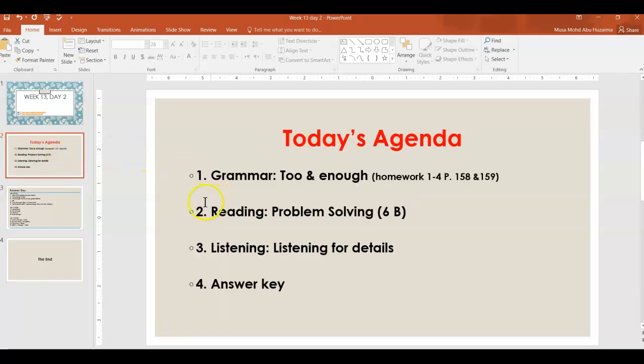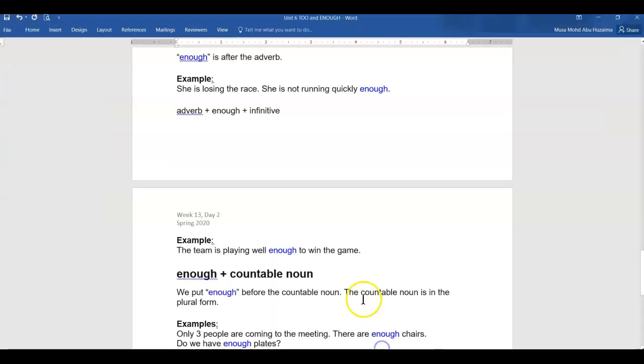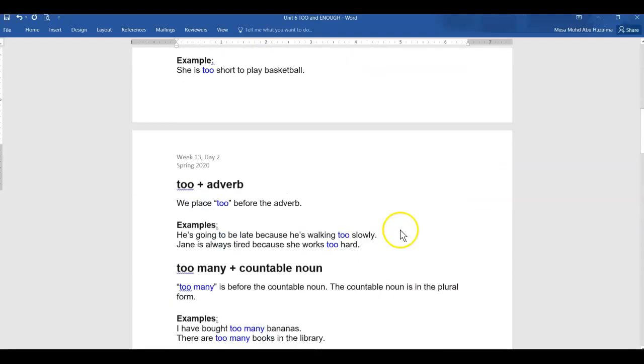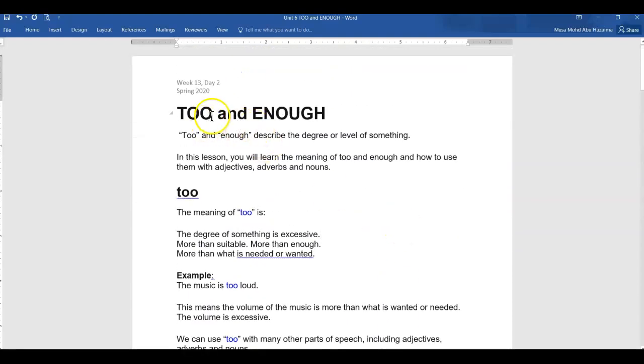So let's start. Now, first of all, grammar. Our lesson today is about too and enough. Too and enough describe the degree or level of something. In this lesson, you will learn the meaning of too and enough and how to use them with adjectives, adverbs, and nouns. Adjectives, adverbs, and nouns.